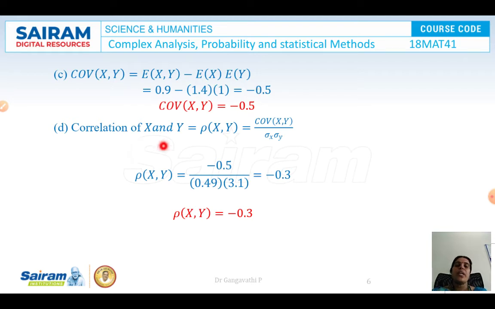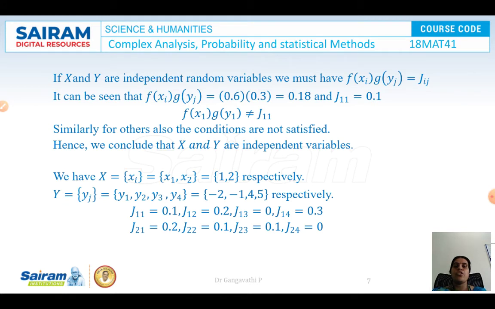Similarly, the correlation of x and y, rho of xy, is equal to covariance divided by sigma x into sigma y. We know all the values; it is just substituting and simplifying, which gives minus 0.3. So rho xy is minus 0.3. And these are all the sub questions that were asked us to find.